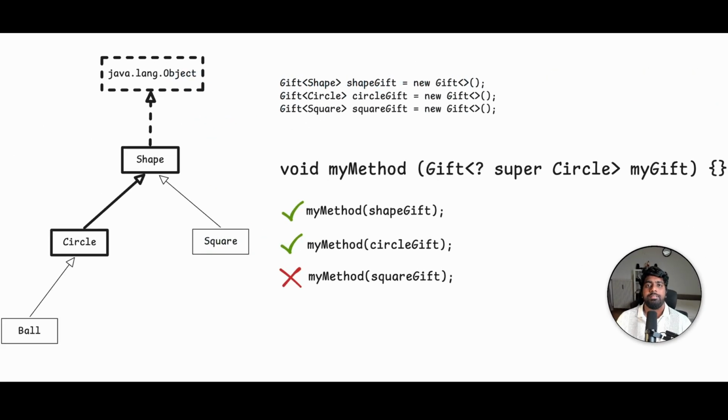Here we have the lower limit wildcard type definition. You can see when we have the lower limit, all the parents and the super parent types are compatible. In this example, our lower limit is the circle type. Therefore, the circle type, shape type, and the object type is compatible to be the gift type parameter value. Now that you know, we cannot call the myMethod by passing the square gift because it is not a parent for the circle type.